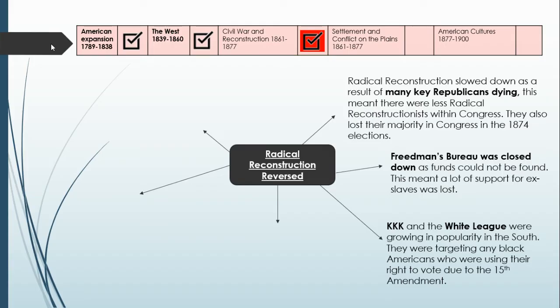We also have two main white supremacist groups which begin to gain in popularity in the South. So the KKK, who I'm sure you will have heard of, the Ku Klux Klan, and the White League. These are extreme right-wing racist groups, and they were targeting any Black Americans who were using their right to vote due to the 15th Amendment. So they are clearly ignoring the Civil Rights Bill, they are ignoring the 15th Amendment, and they are using extreme violence towards any African Americans who are simply voting as they are allowed to now.